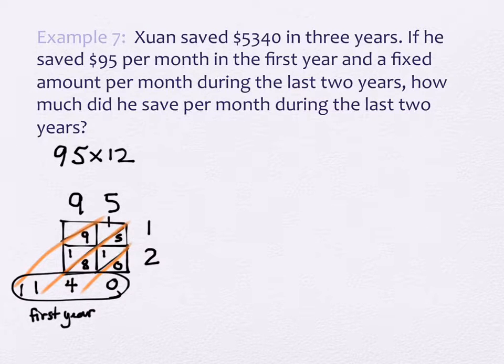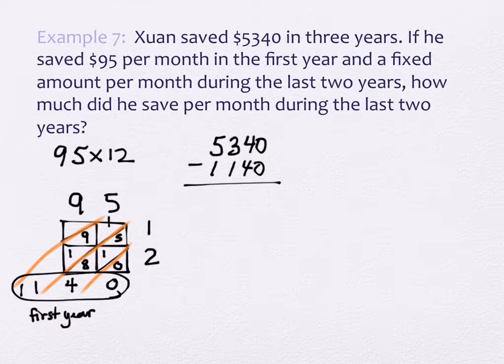So the next thing we're supposed to figure out is how much he saved during the last 2 years. 5340 was the total amount he saved, and 1140 was what he saved the first year. This is actually a very nice subtraction problem.